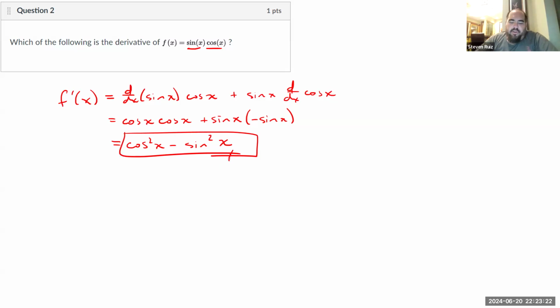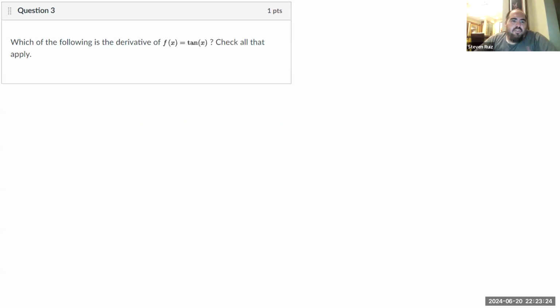All right, moving on to number 3. Which of the following is the derivative of f of x equals tangent of x? So there might be a lot on here. Just based on the way this is worded, there are probably a few that are equivalent. So I will leave those details to you, but let's find this derivative.